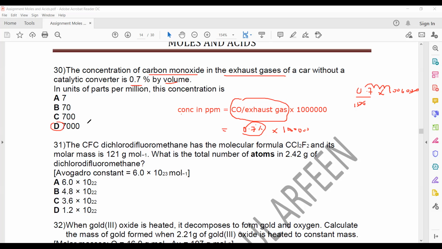Is it clear? Because in this, the percentage by volume is given as 0.7%. So this value, carbon monoxide divided by exhaust gases, this volume ratio is given as 0.7%. So we convert this 0.7% into a fraction by dividing by 100 and then multiplying by 1 million. So we got the final answer. Any doubt in this?